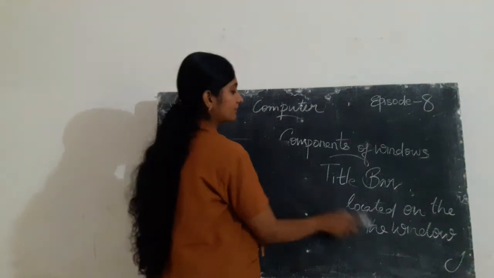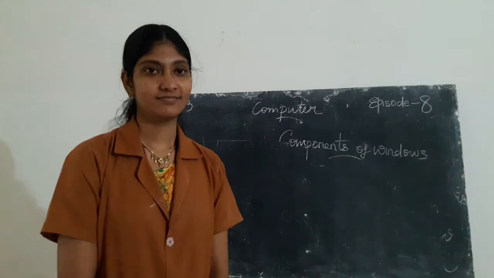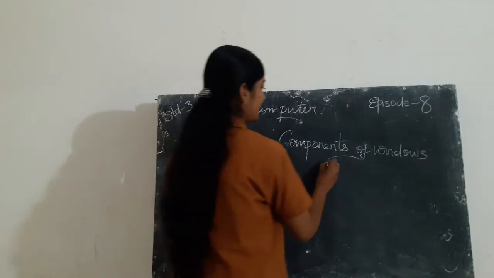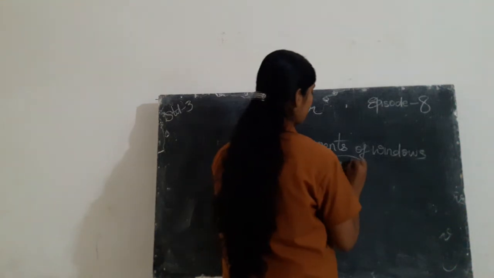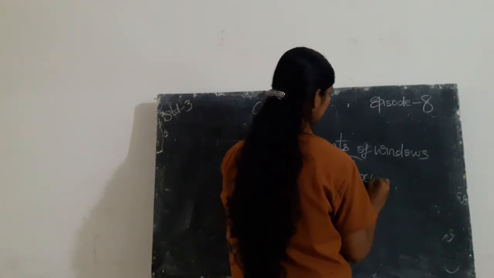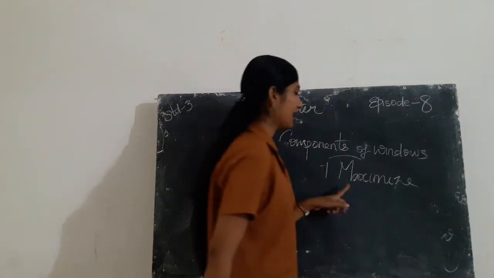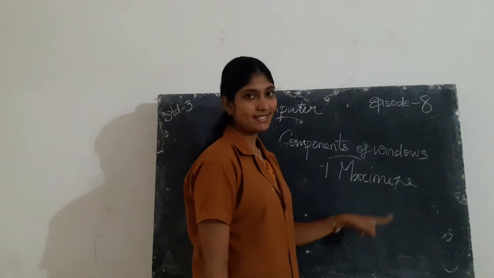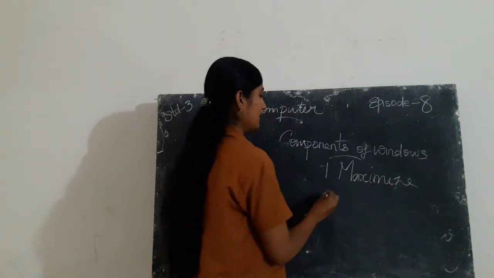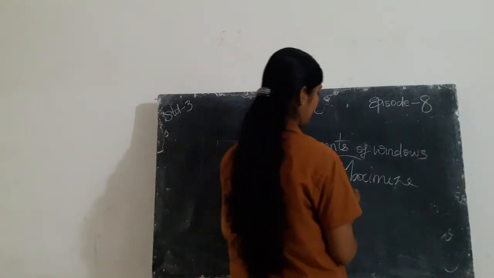So there are three buttons. First, maximize button. Maximize, what is the spelling? M-A-X-I-M-I-Z-E, maximize button. Second button is minimize button.